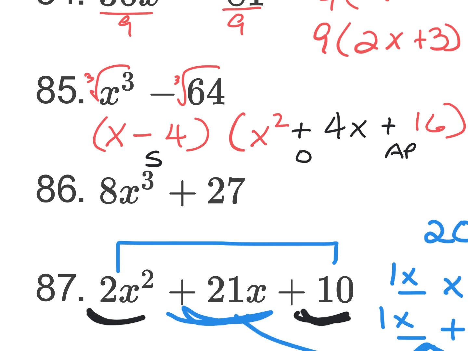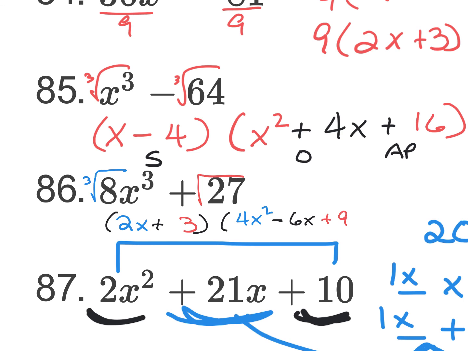Remember, when you have a number in front of your first term, the cube root of 8x to the third is 2x. The cube root of 27 is 3. So then I'm going to put the plus sign, same sign. Now in the next parentheses, I'm squaring blue. So this becomes 4x squared. The middle term is multiplying the 2x and the 3 with opposite sign, the O in SOAP. So this becomes 6x. And then the last term is the red one squared. And you're done.